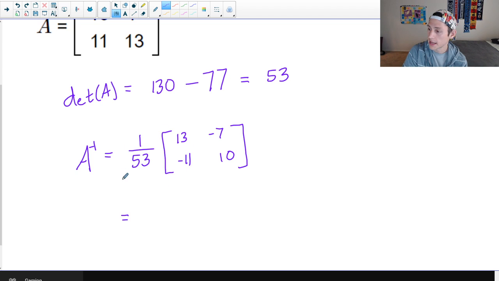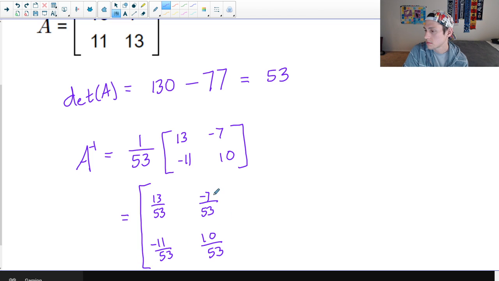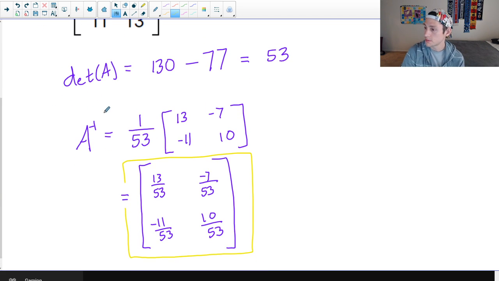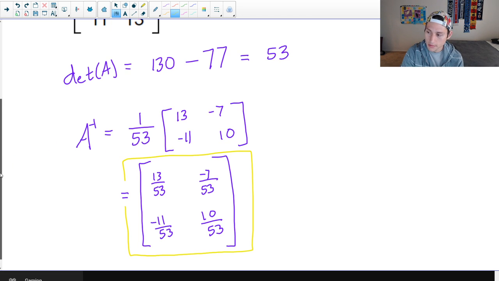And now I'll just do the scalar multiplication. So 1 over 53 times all of these numbers inside. So 13 over 53, negative 7 over 53, negative 11 over 53, 10 over 53. And there we go. That's the inverse. And it's kind of worse. There's a weird fraction, but this is the inverse.